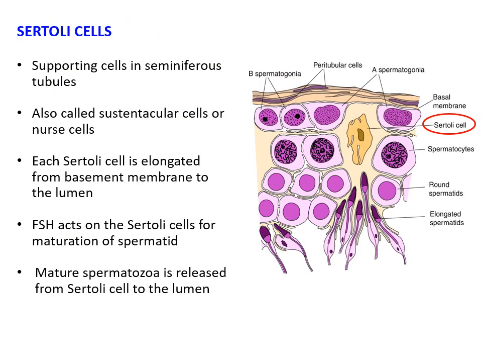Sertoli cells are supporting cells in the seminiferous tubules. They are also called sustentacular cells or nurse cells. Each Sertoli cell is elongated from the basement membrane to the lumen. FSH acts on the Sertoli cells for maturation of the spermatid. Mature spermatozoa are released from the Sertoli cell to the lumen.